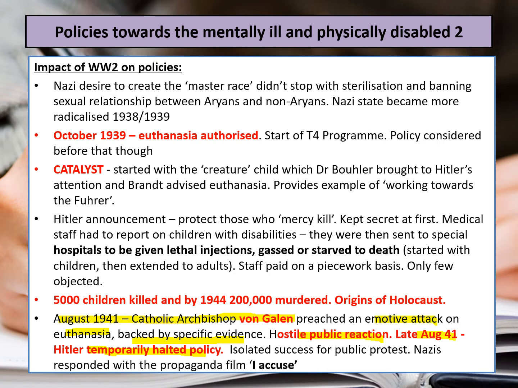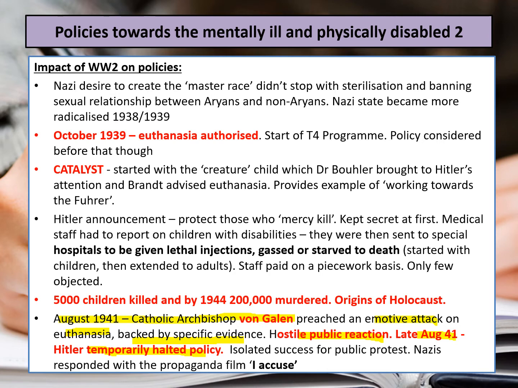This is one of the only times when public protests actually worked, and it's really important that you know about this for the policies towards the mentally ill and physically disabled. But you can also use this in an exam question on opposition or about Nazi religious policies.